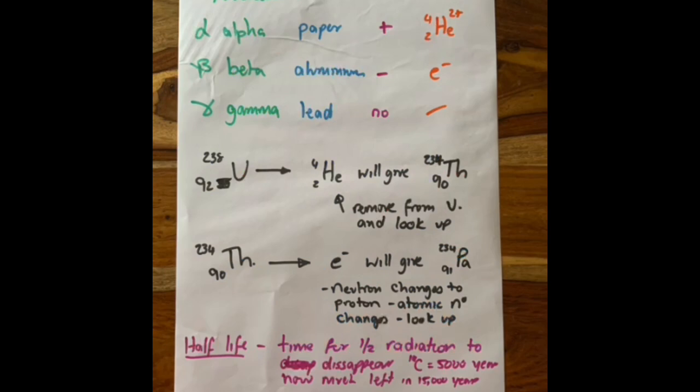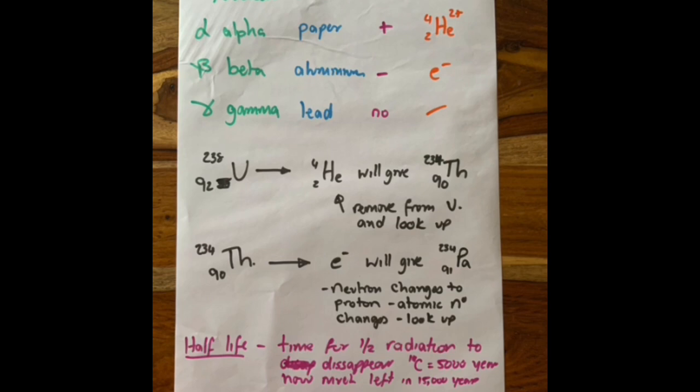Nuclear chemistry. 3 types of radiation you need: alpha, which will be stopped by paper, and it's a helium nucleus, as you can see there. Beta, which will be stopped by aluminium, and it's an electron. Gamma, which will be stopped by lead, but it's not a particle, so there's no charge on it.